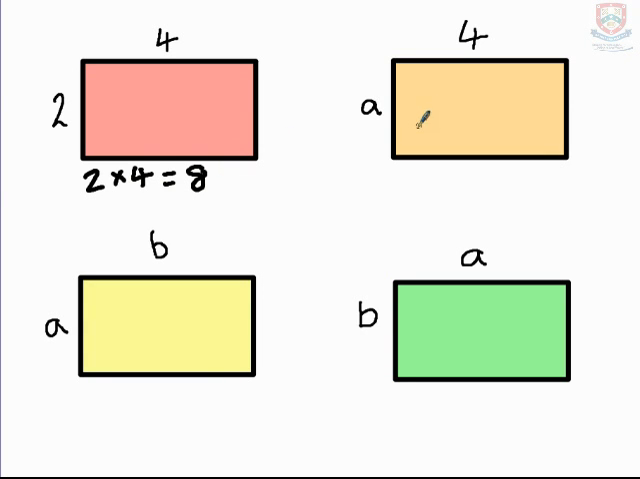So in a similar way we can find the area for this orange rectangle, even though we don't know what one of the sides is. It's just represented by this letter A. So our height is A, and we're going to multiply by the width, which is 4. Now we don't know what A is, but what we can do is count how many A's we will have. In this case, 4 lots of them.